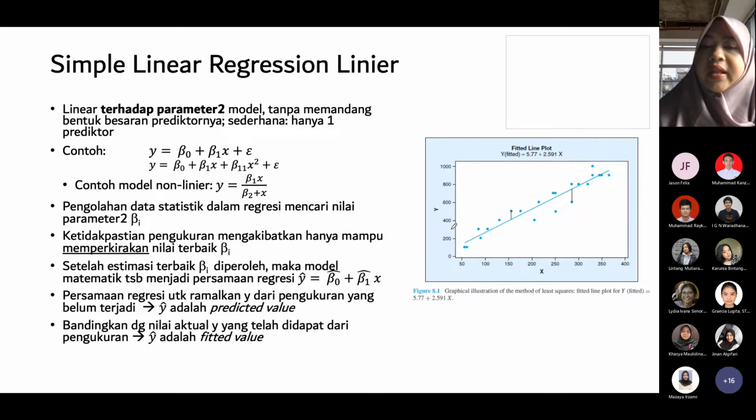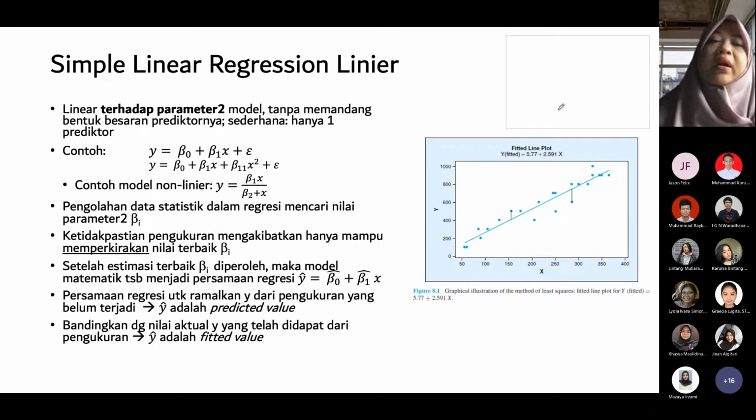Okay, so this is also another example. This is a fitted line plot. We have a number of experimental data, denoted with those points, and then they made the fitted line. So this is the graphical illustration of the method of least squares with a fitted line plot for y equal to 5.77 plus 2.591x. So this is the line.